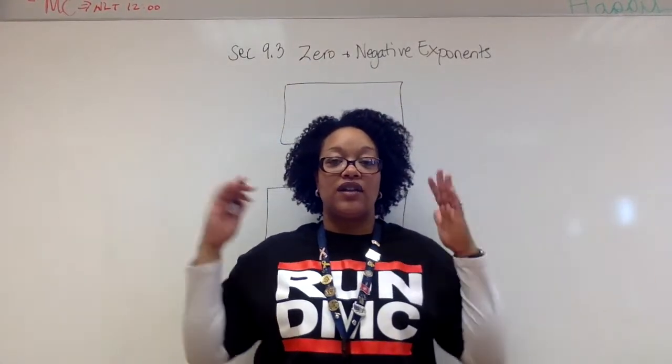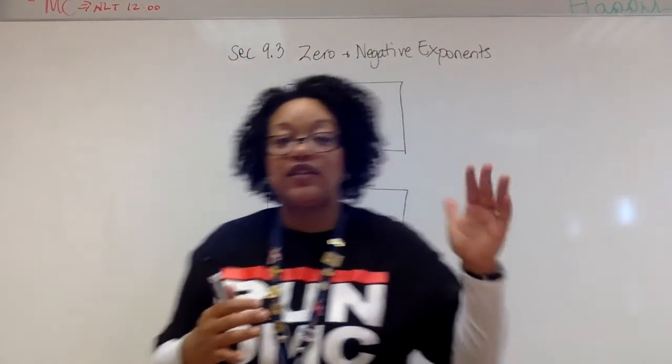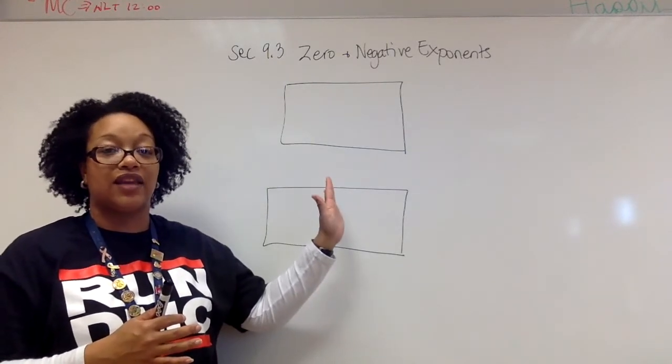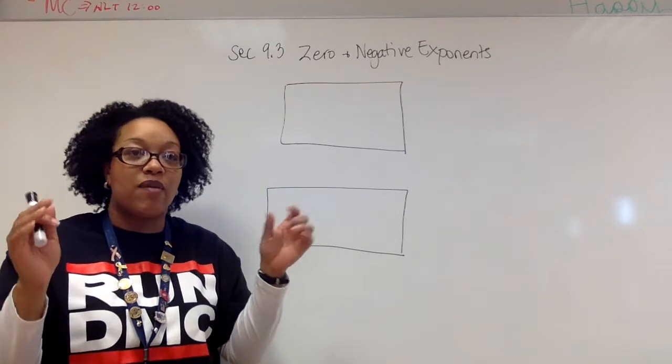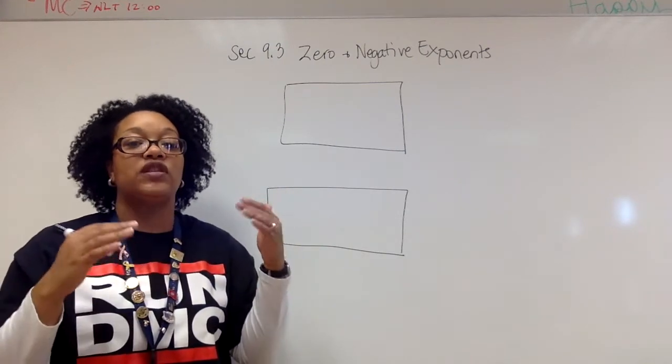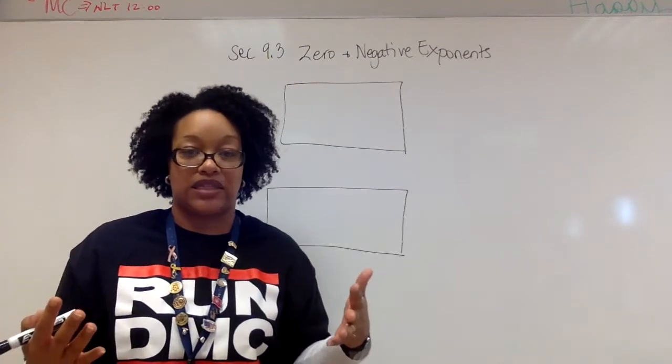All right, so we are on section 9.3. You can see the boxes behind me. You know that there's going to be an exponential rule that goes inside there. So far, I've probably showed you about 5 rules of how you're supposed to simplify exponents.